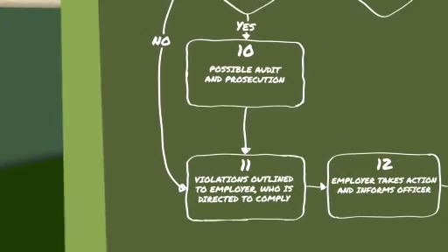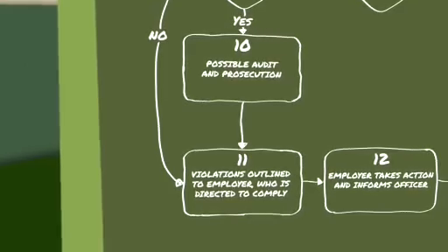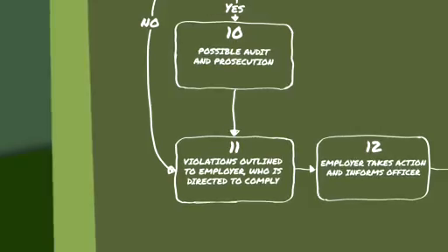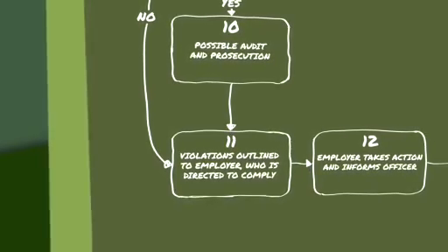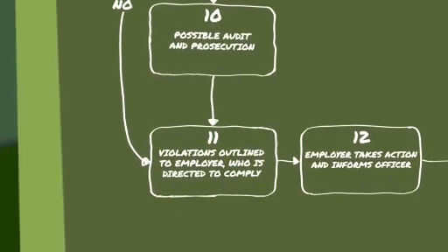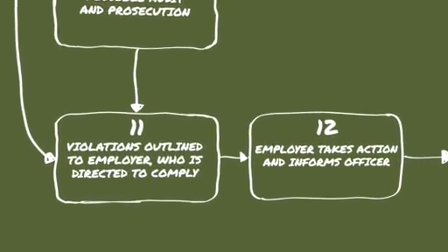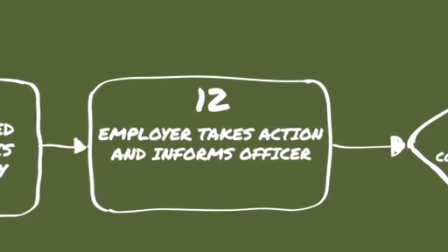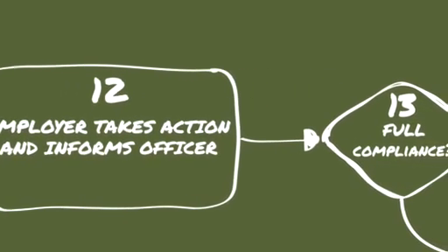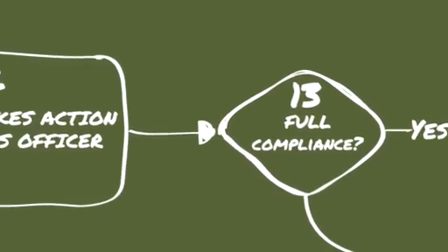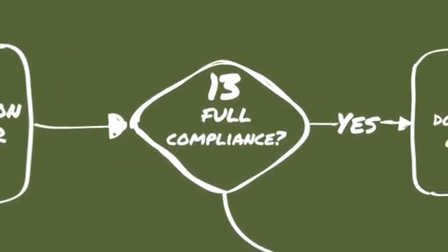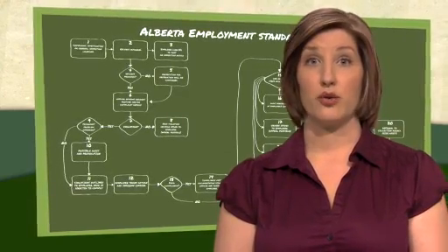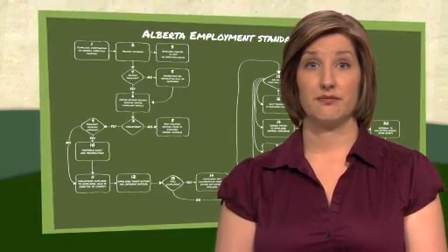After the analysis is concluded, the officer explains the violations that have occurred to the employer and outlines what the employer must do to comply. It is now the employer's responsibility to follow the directions given by the officer and provide proof of compliance. The officer reviews the employer's proof of actions taken and decides whether full compliance with the code has been achieved. This may include payment of monies owed, employee reinstatement, or other steps ordered by the officer or director.